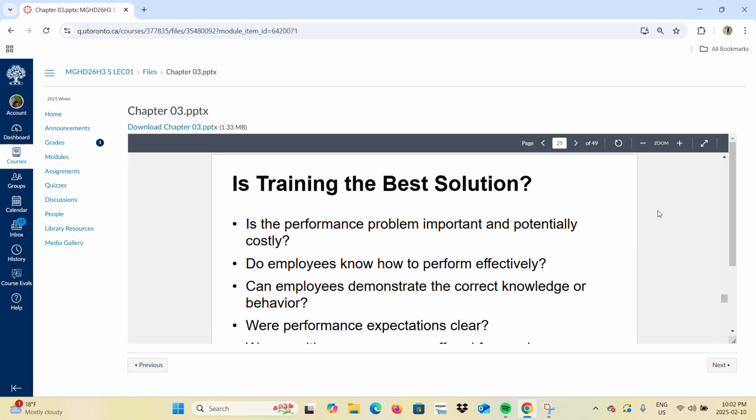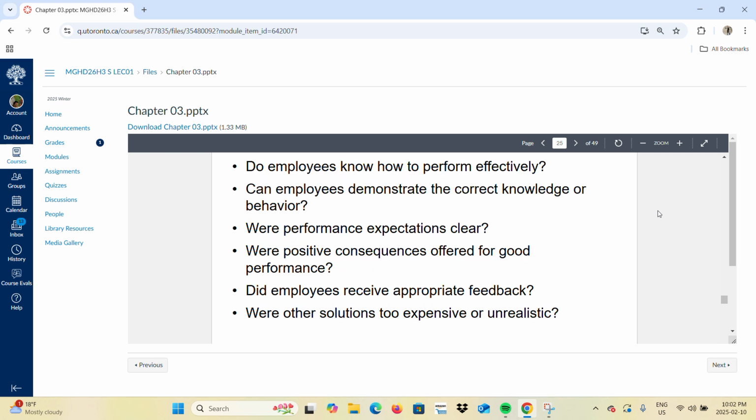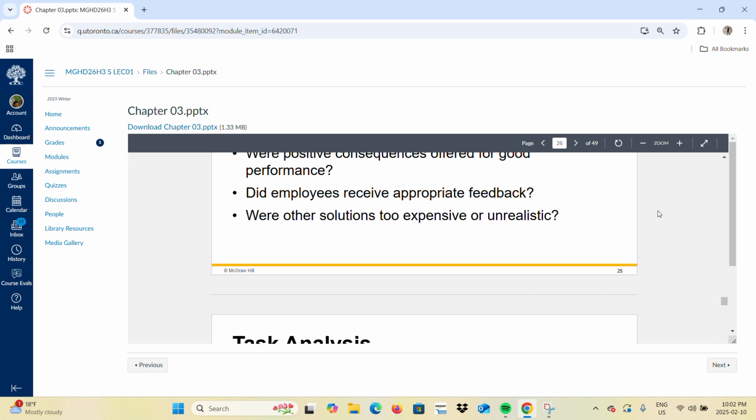Is training the best solution? Is the performance problem important, and does that outweigh how much it will cost? Can employees perform effectively? Can employees demonstrate the correct knowledge or behavior? Were performance expectations clear? Were positive consequences offered for good performance? Did employees receive appropriate feedback? And were other solutions too expensive or just overall unrealistic?